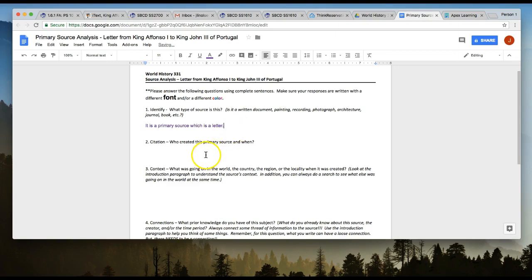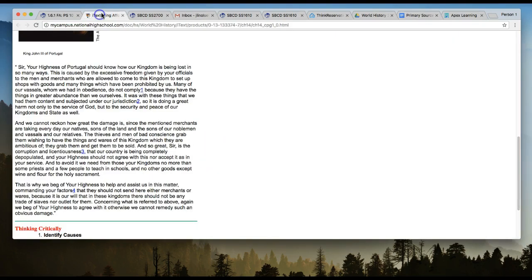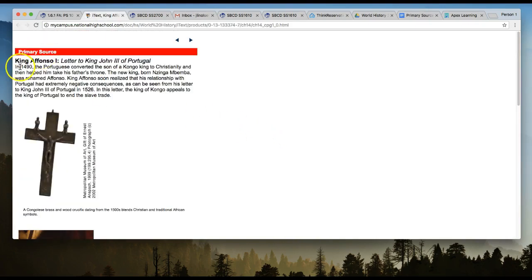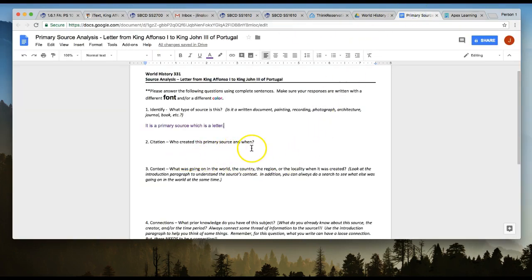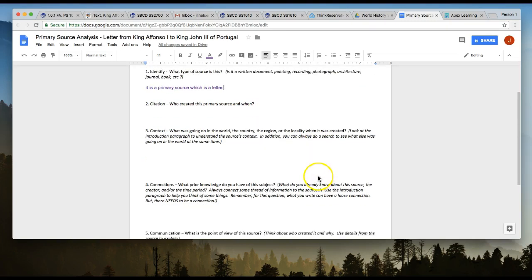Okay? Now, who created this primary source and when? Always keep your tabs up until you're done with them. So, King Affonso I wrote this, and in this very first introduction paragraph, it tells you that, as can be seen from his letter to King John III of Portugal in 1526. So, coming back over to the assignment, who created this primary source and when? This is where you are answering that King Affonso wrote it in 1526.